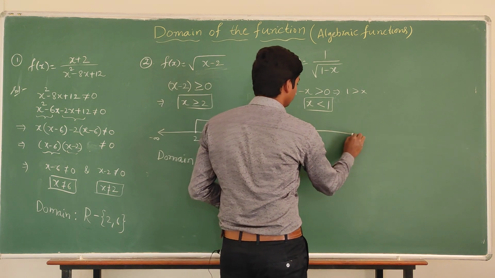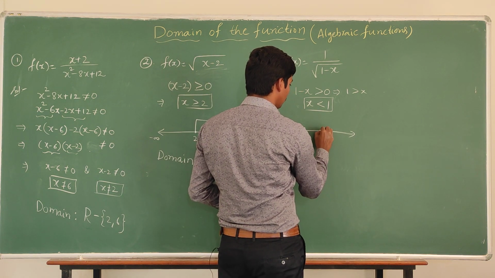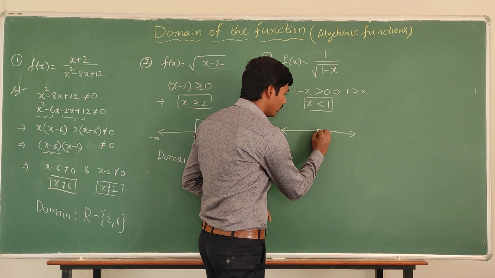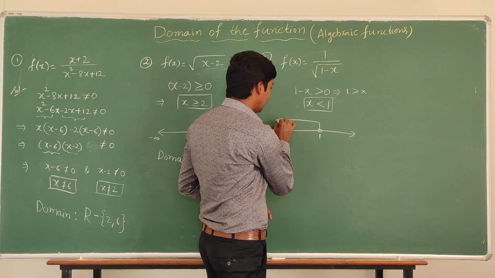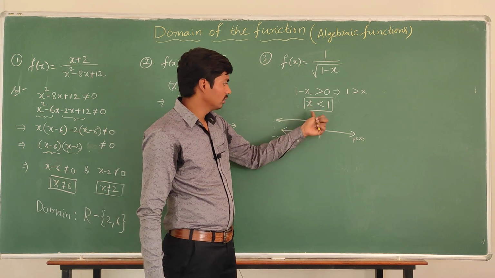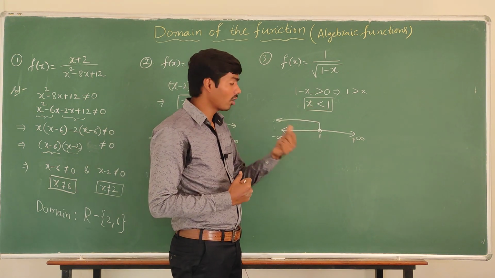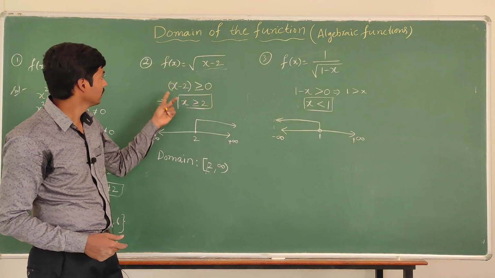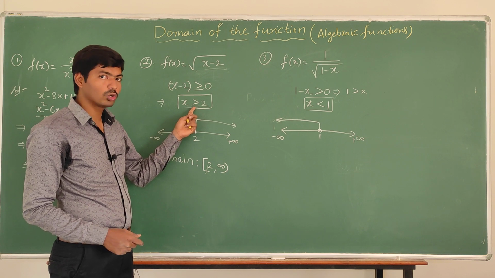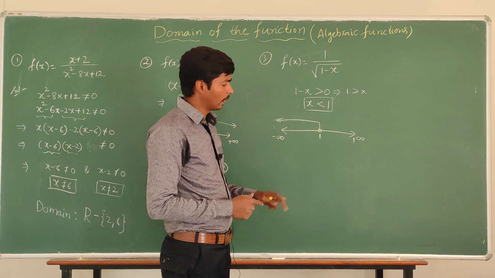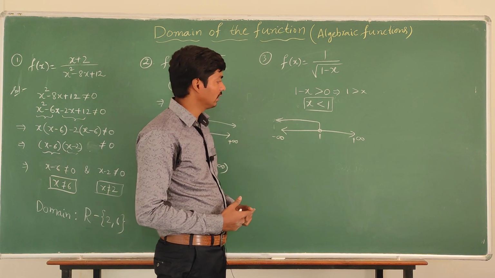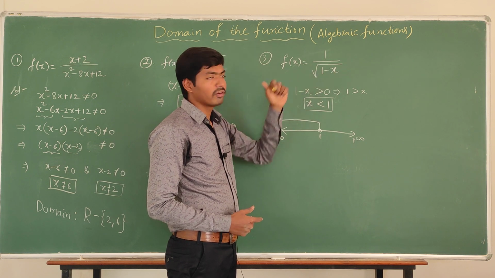So take the number line. So 1. Here x value is less than 1, so I will not include the value 1. So less than 1 up to negative infinity. So x values are less than 1. Here I am not including the value 1, but in the second example I included the value 2. Why? Because there x was greater than or equal to 2, but here it is strictly less than 1. For all these values, my function can be defined.